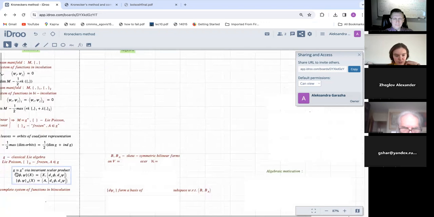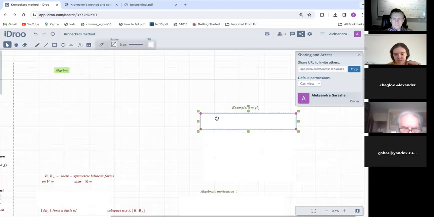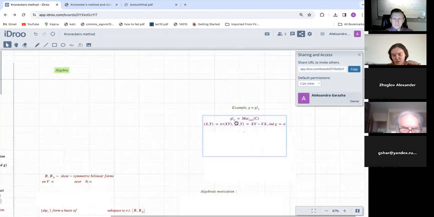So how these two brackets work on some Lie algebra. We will consider the Lie algebra GL_n because it's a bit easier for us. It's just the algebra of all n by n matrices, and here the scalar product is just the trace of the product. So you can see it.